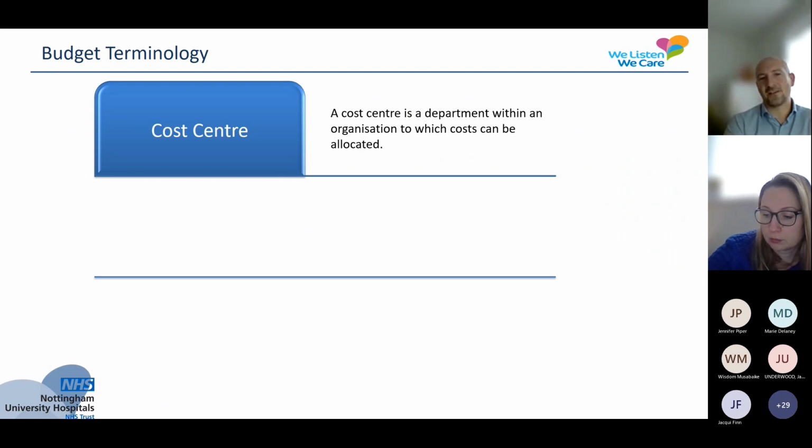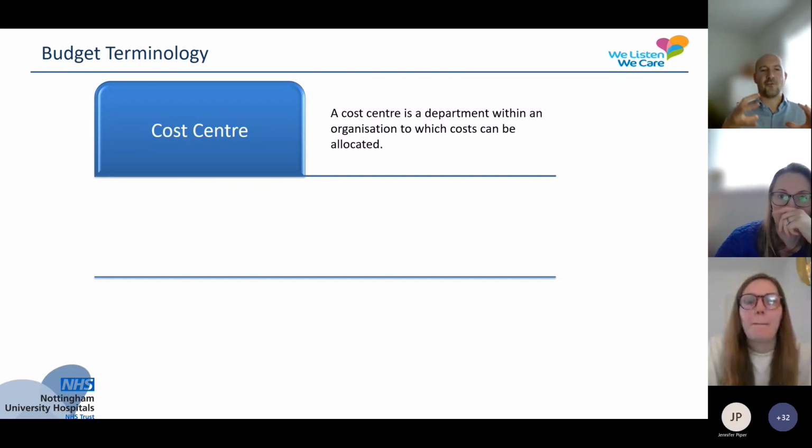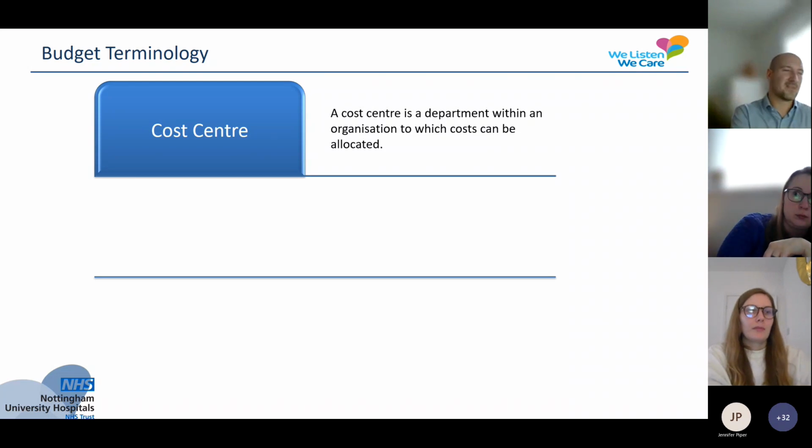And so what you'll find usually, as a budget holder or budget manager, is you'll have either one or a number of cost centers that you're responsible for. We essentially just group them either for a department or similar resources. So it could be medical staffing for ophthalmology, or it could be a whole department.